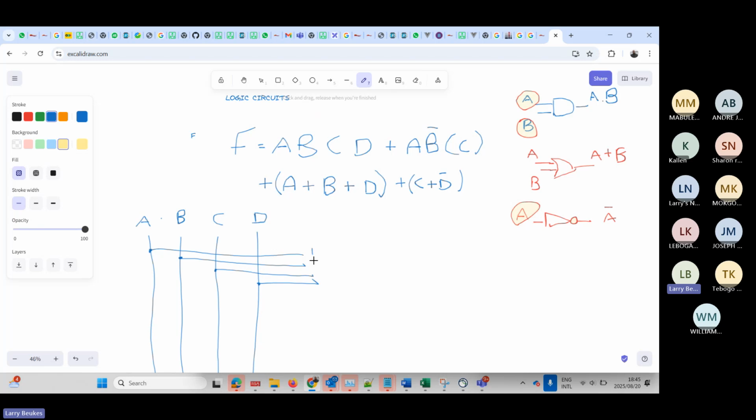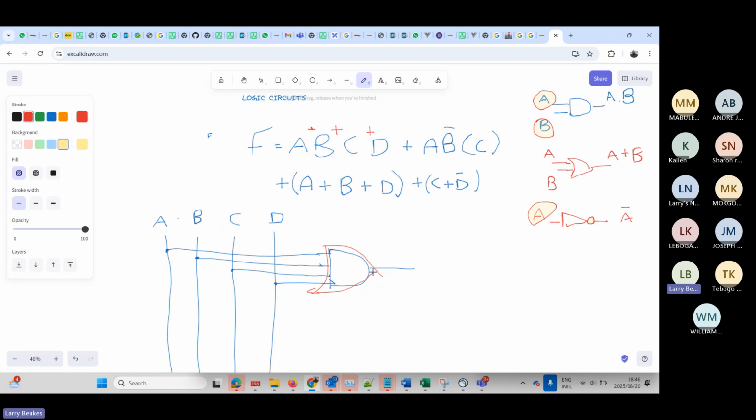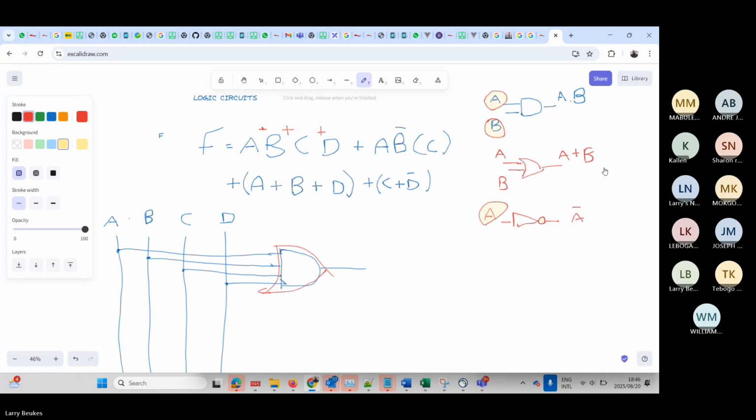A, B, C, D. So this is going to be our 4-input AND gate, right? AND gate. So since this is a 4-input AND gate, if, for example, this was an OR here, an OR, and an OR, right? This was still going to be the same. Then here we're just going to change the gate into an OR gate. Understandable. The OR gate is this one, this gate.